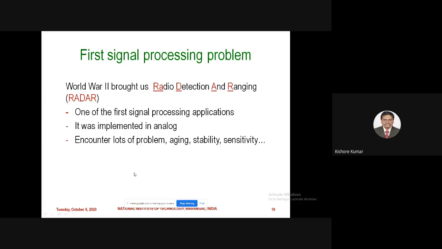So here in radio detection and ranging, if people want to know the target range and direction, what they will do is transmit a particular pulse and receive the returned pulse. From the received pulse, they will try to find out the distance traveled by the pulse, and from this they can find out the target location and range. So that is actually the first signal processing.